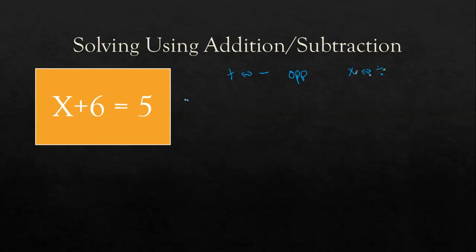So the first thing we always do is we check to see what operation is happening to our variable. So in this equation, we have x plus 6 equals 5. So we know where our x is, and we're going to ask ourselves, what is happening? Okay, so there's a 6 here.